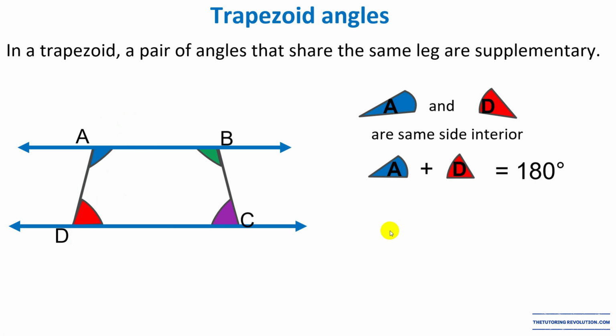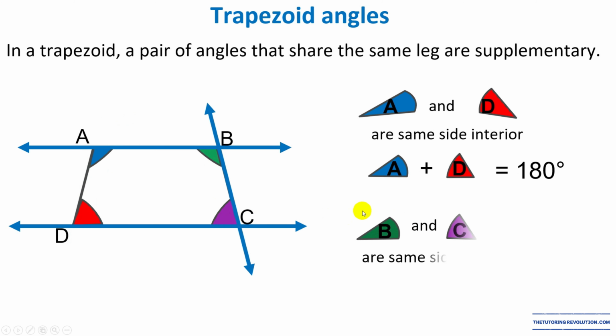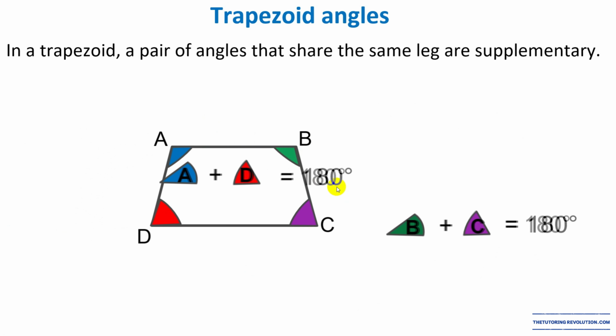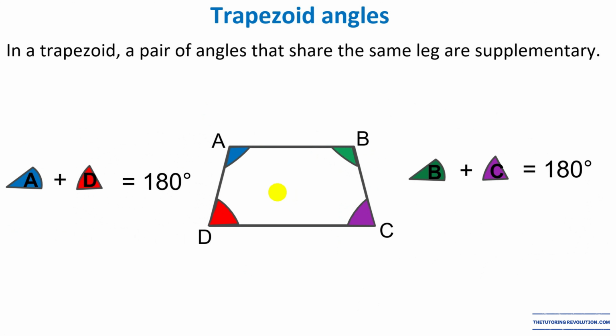In the same way, we can show that angles B and C, which again share the same leg in the trapezoid, are going to be same side interior, and therefore they are supplementary. Together they are 180 degrees. All right, so that would be the property of angles in a trapezoid that share the same leg. A and D would be 180, B and C would be 180 degrees when we add them together.